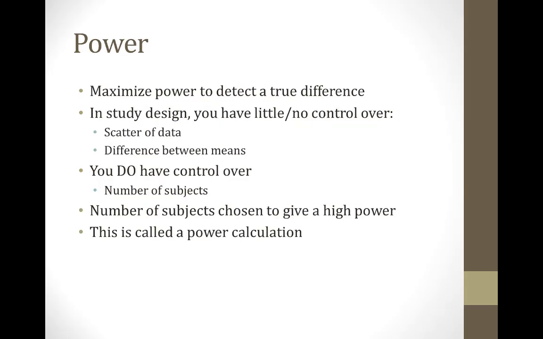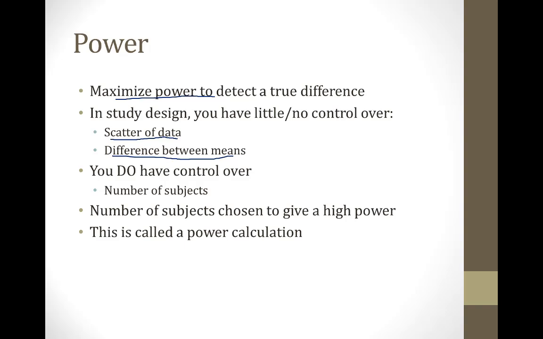So when we conduct experiments, we want to maximize our power to detect a true difference. We don't want to spend a lot of time collecting data and find no difference when actually there was one there and we just missed it. It's a waste of our time. We want maximum power. Now, in a study design, you usually don't have a lot of control over the scatter of the data or the difference between two means.